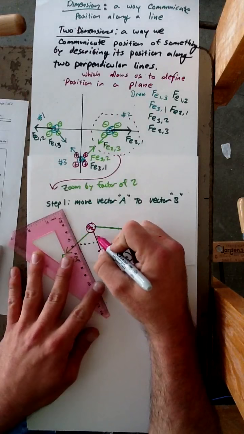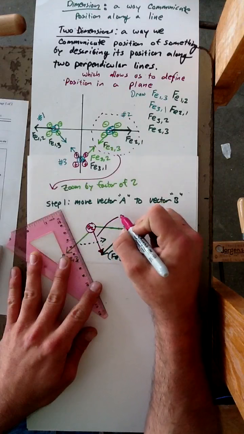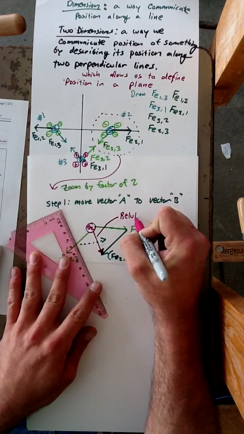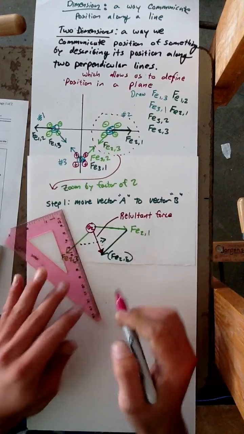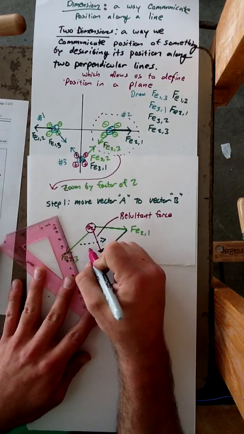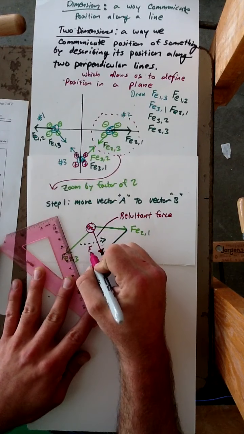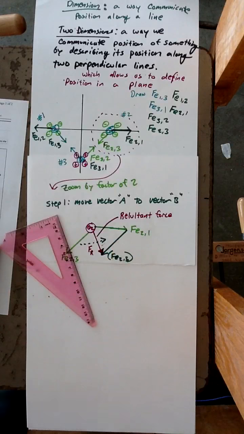So this here is going to be the resultant. This is the resultant force, and we're going to label this F, and I like to write R. But remember that the R, you have to remember what it means. It's the resultant force. It's the force that's resultant here.